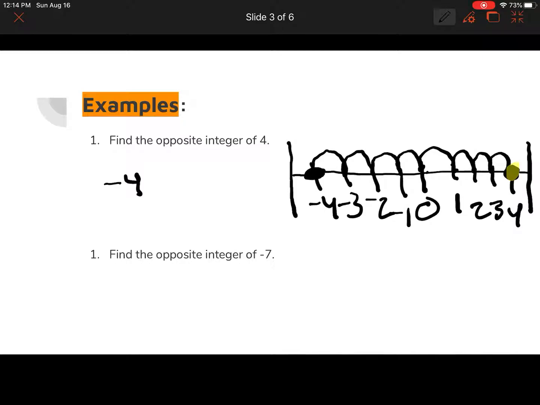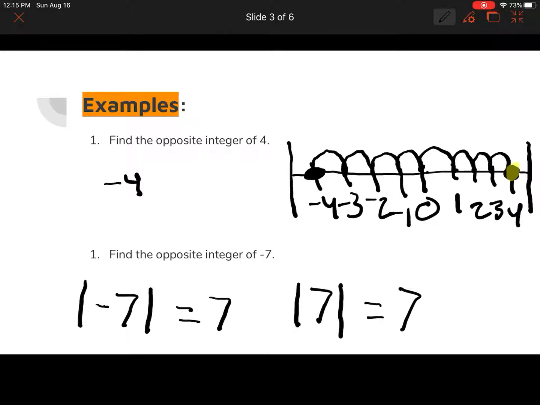Now let's find the opposite integer of -7. Another way we can do this is by using absolute values. Remember what we said before, that the absolute value of opposite integers will be the same. So let's look at the absolute value of -7. Well, the absolute value of -7 would be equal to 7. And what number do we know also has an absolute value of 7? Well, since 7 is positive, the absolute value of 7 would be 7, which means that the opposite integer of -7 would be equal to 7.